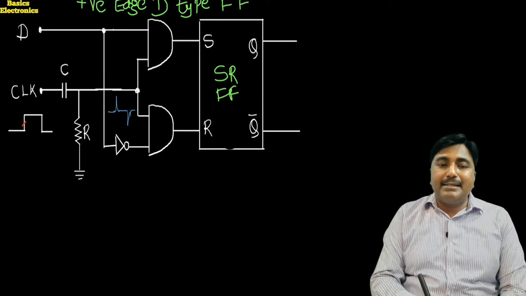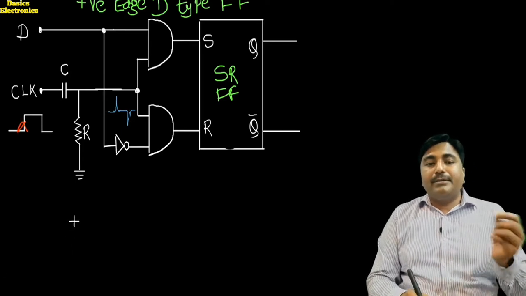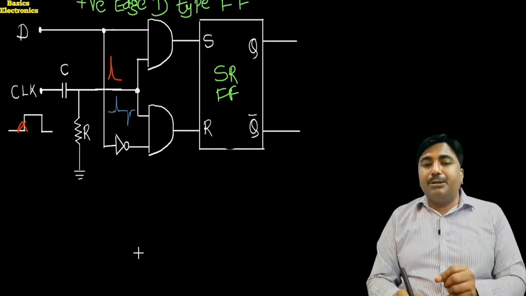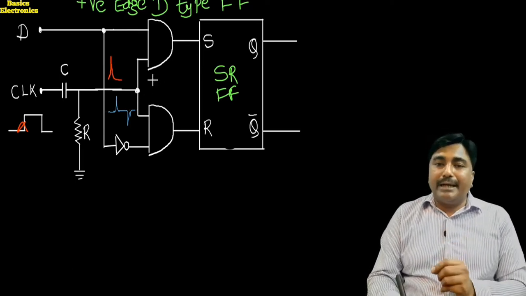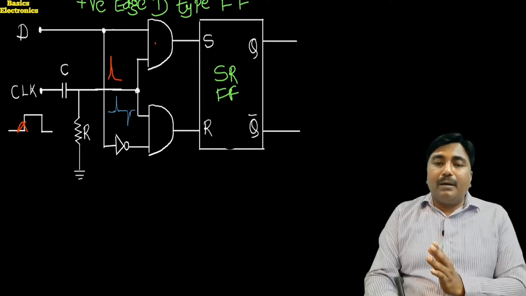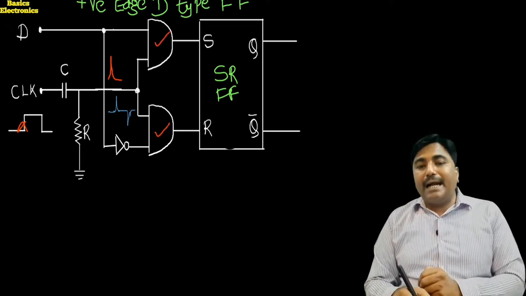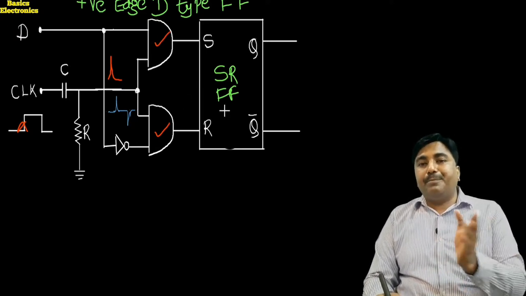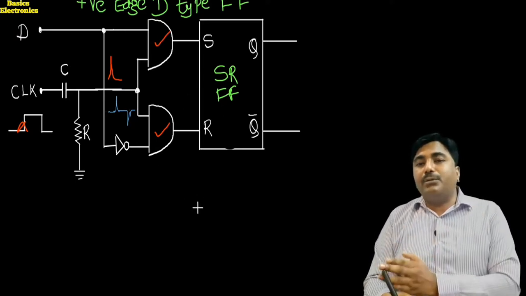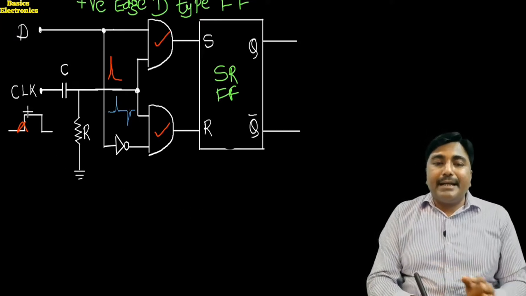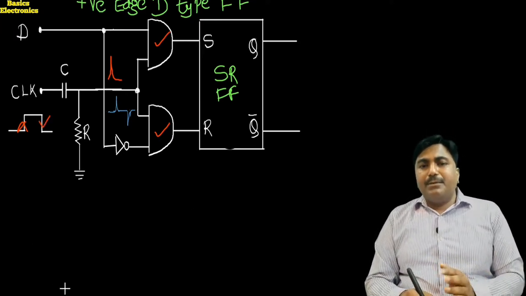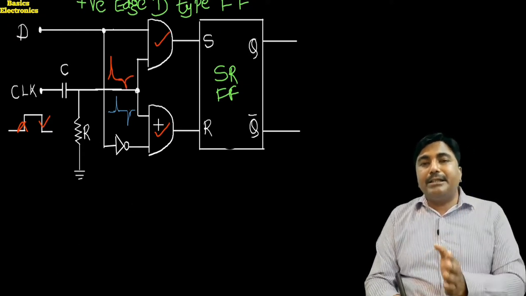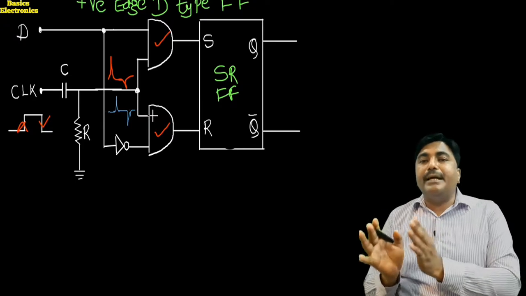So when there is a positive edge of this clock pulse, this differentiator circuit produces the positive edge, and this positive edge is applied to both the upper AND gate and the lower AND gate, and the D input is applied. So the flip-flop changes its state according to the D input. When there is a negative edge, it produces the negative edge, but this flip-flop does not respond to the negative edge.